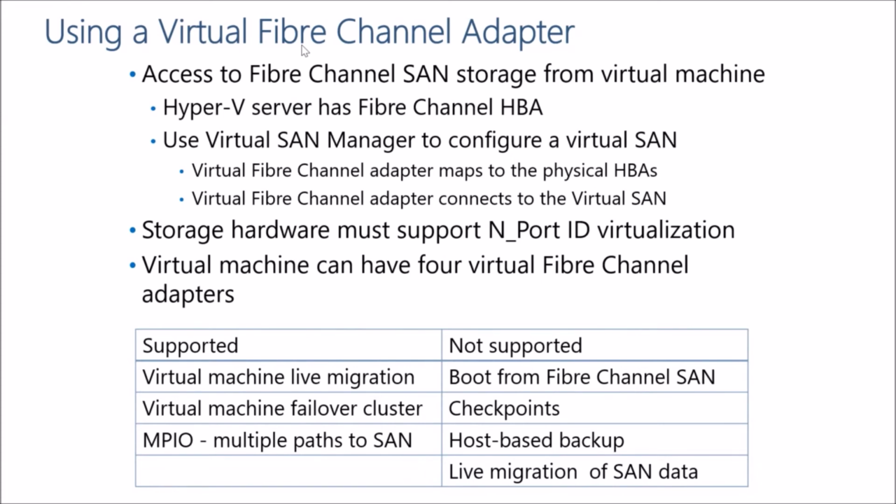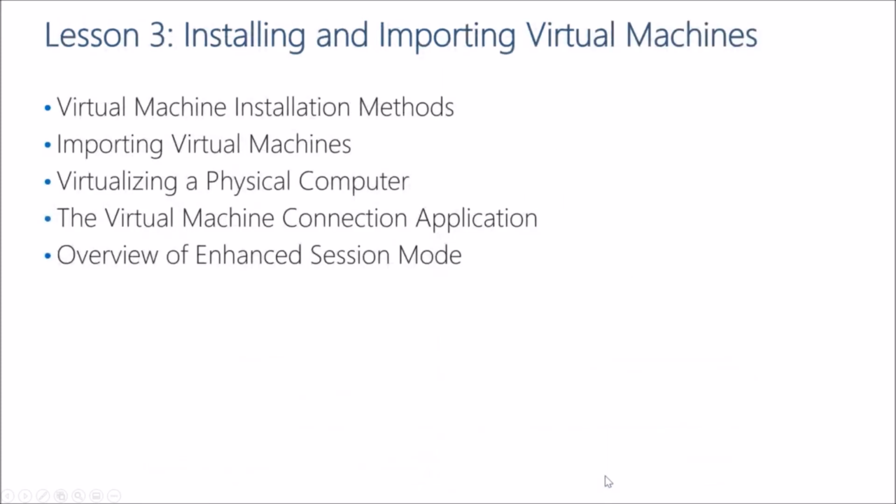Virtual machines can have 4 virtual Fibre Channel adapters, and what's supported is virtual machine live migration, virtual machine failover, MPIO, multipath IO paths to the SAN. And what's not supported is booting from the Fibre Channel SAN, or checkpoints on the Fibre Channel SANs, or host-based backups, like we mentioned before, or live migration of the data.